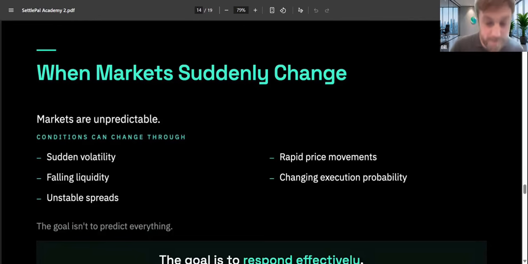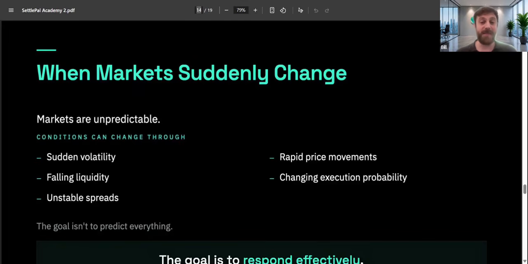So let's use another simple example. Imagine an opportunity passes the initial evaluation. Liquidity is strong, the spread looks stable, execution confidence is high, the trade is moving towards approval, and then suddenly the market becomes a lot more volatile. A large order enters the market, prices move quickly, the available liquidity drops. Now the opportunity may look completely different from only a few seconds earlier.